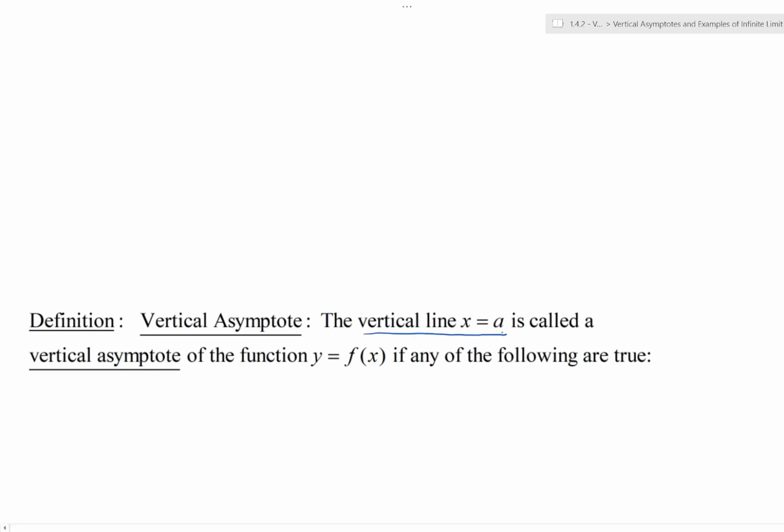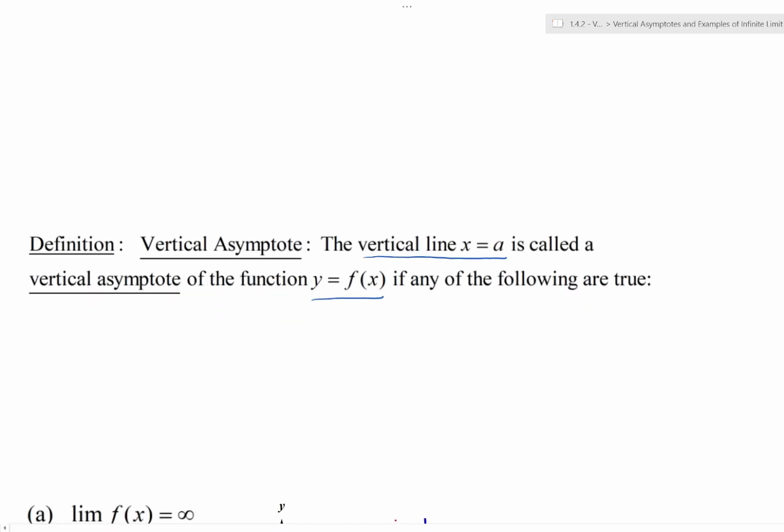The definition of a vertical asymptote is, we say a vertical line, let's call it x is equal to a, where a is some real number, is called a vertical asymptote of the function y is f of x if any of the following are true. Any of them. Even one of them is enough for a vertical line x is equal to a to be a vertical asymptote of a function. So keep that in mind. We only need one of these to be true, but multiple things could be true simultaneously.